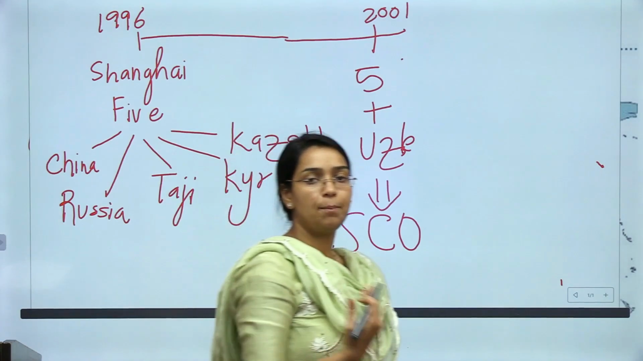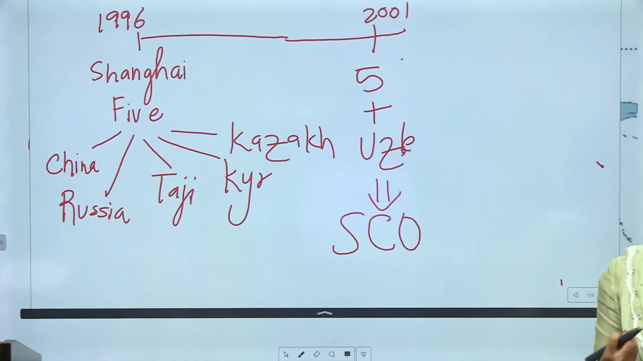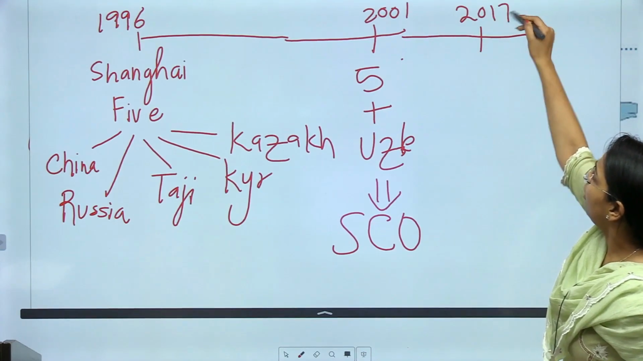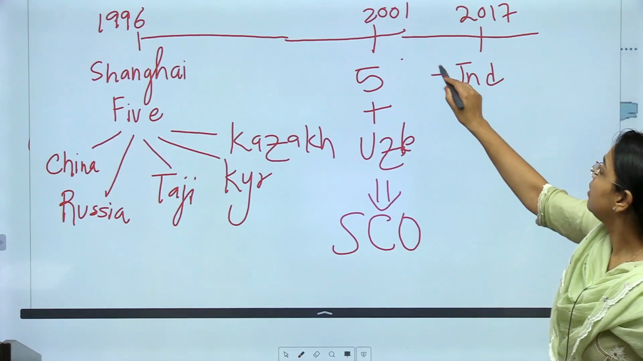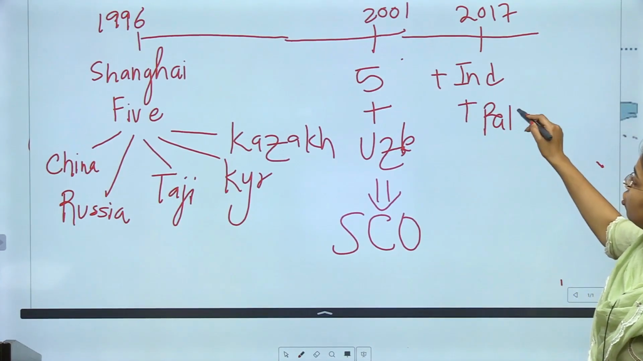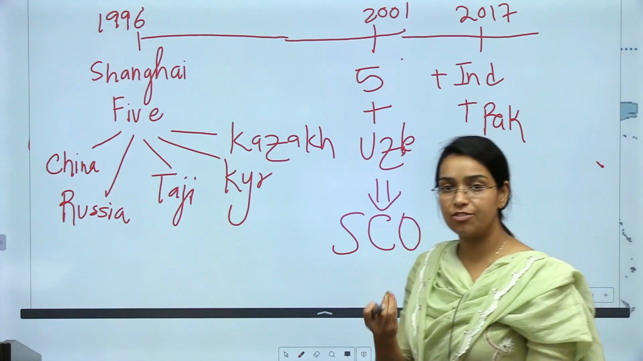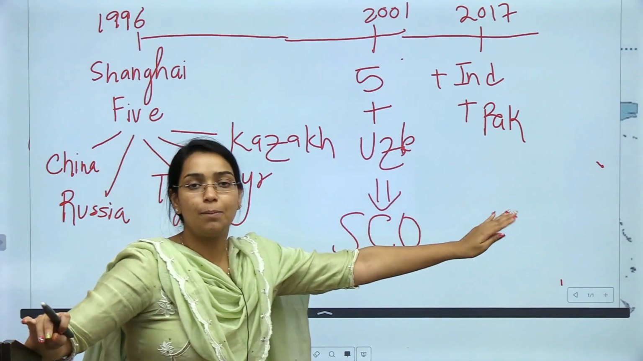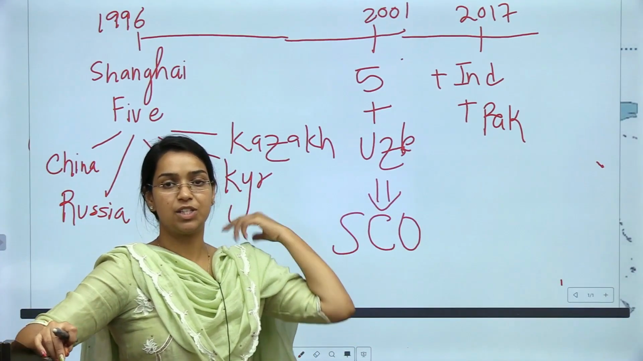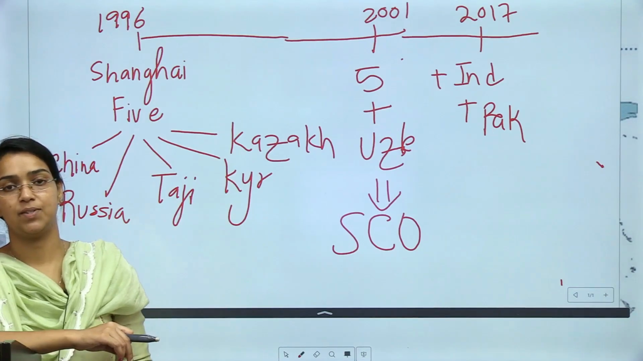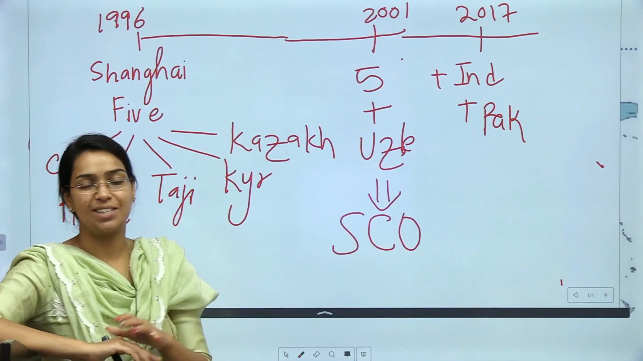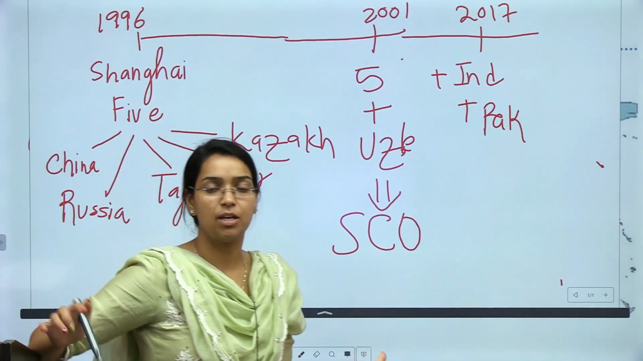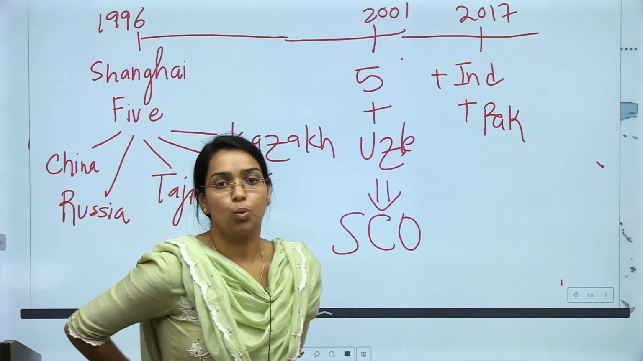and over the years the participation of other countries has been increasing. In 2017 we saw the entry of India and Pakistan to the SCO. Earlier they were just observer members, observing the functioning of the SCO. Now they are actual members who can vote and participate in the discussions and decision making process of the SCO. Their stature has increased in the grouping. Now they are main participants, and main decision making happens with their support also.